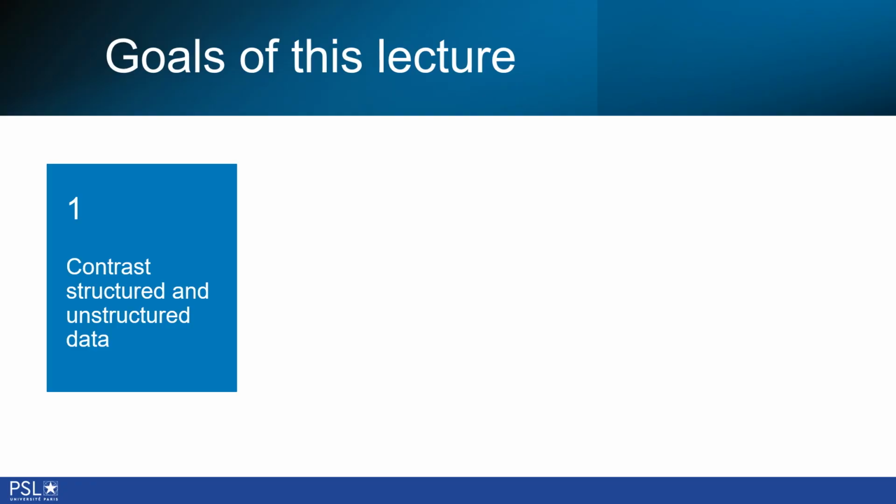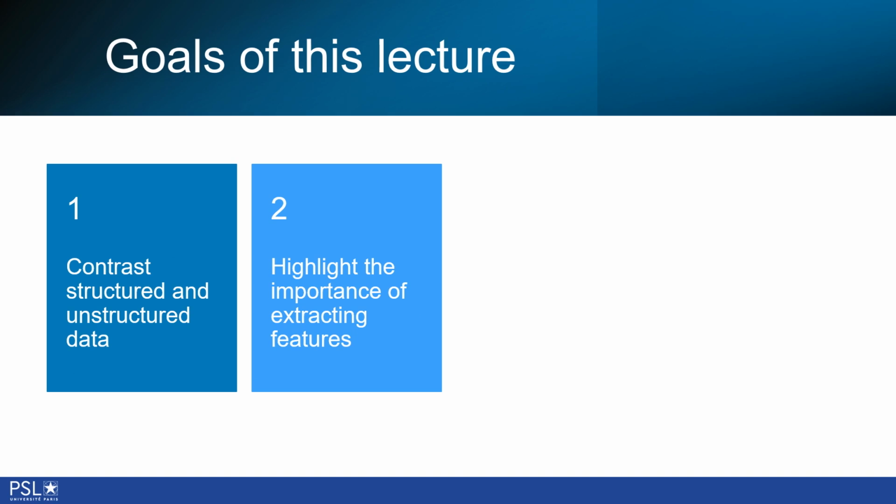In this lecture and the next one, we will instead talk about methods that are specific to a particularly important class of black box models, neural networks. The global goals of this lecture and the next one will be to first contrast structured and unstructured data and highlight the importance of extracting useful features from unstructured data. This is something neural network models are particularly good at.